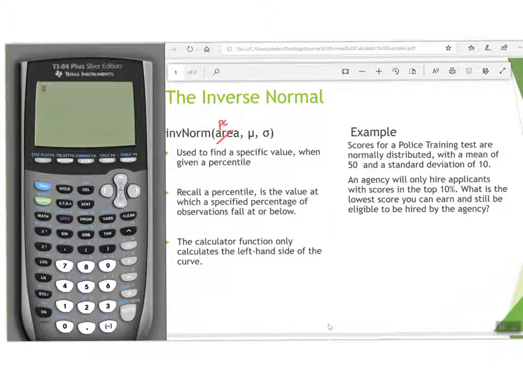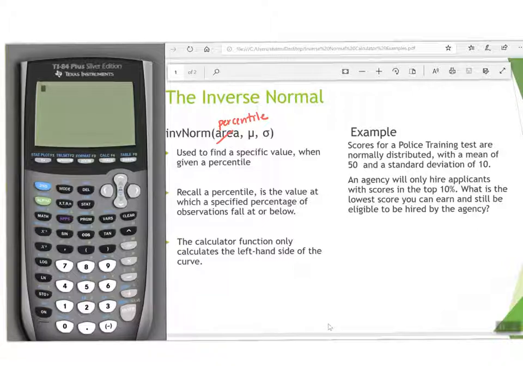So for what we've been doing, we use normal CDF when we want to find a probability or a percentage that corresponded to a specific value underneath the curve. This is going to be different because now we know the value of the actual area underneath the curve, and that area is a percentile. And because we know the area, we want to find the value that corresponds to it. So we're going to find that going backwards now.